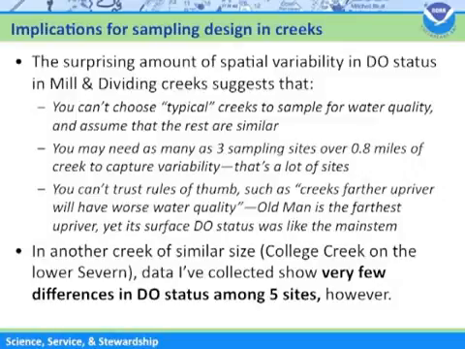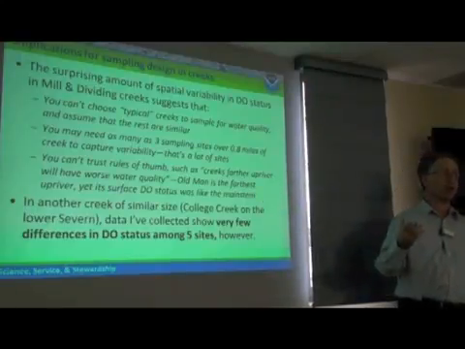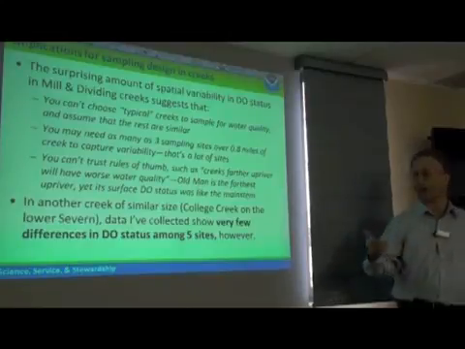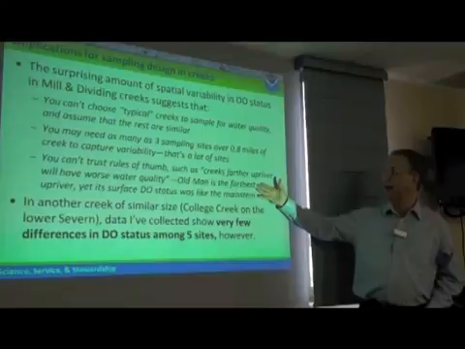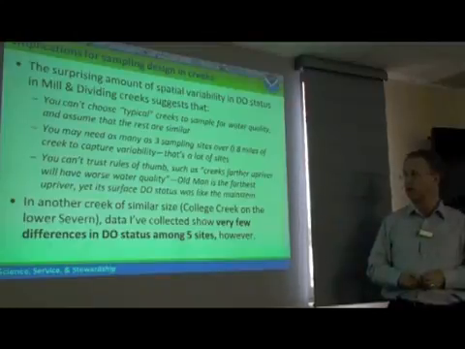is that you can have a lot of spatial variability in a very small creek. It means that you can't just look at a map and pick some typical creeks to sample and assume that everything else is similar. You may need 3 sampling sites over 0.8 of a mile of creek, which is a lot. If you put that in every creek on most of our rivers, you'd far exceed your sampling capacity. And I said for years that the creeks farther upriver should have worse water quality because Cattail Creek was one of the farthest upriver that I sampled, and it had the worst water quality. But here we have Old Man is in the best category, and then Mill and Dividing, which are sort of in the middle of the river, were by far the worst.